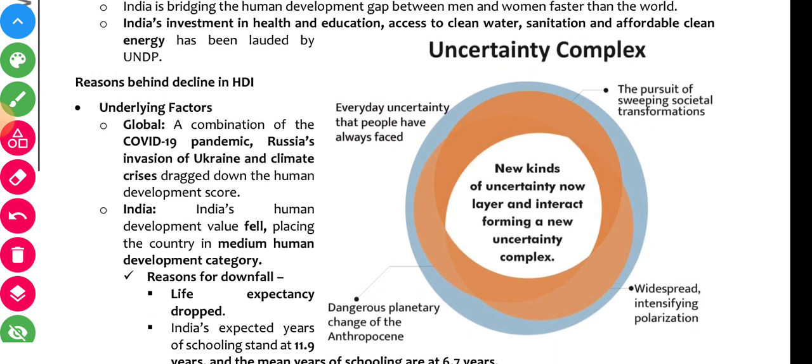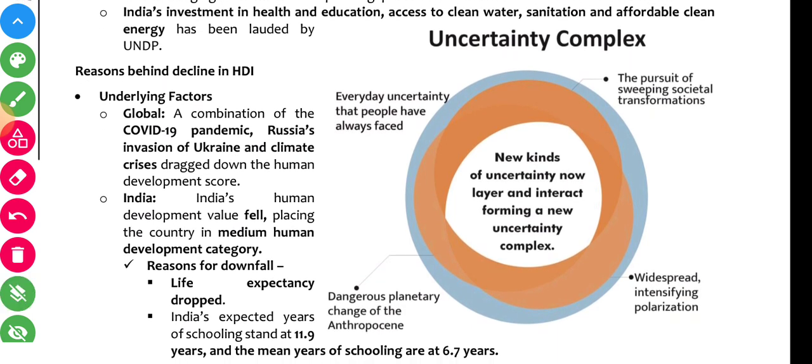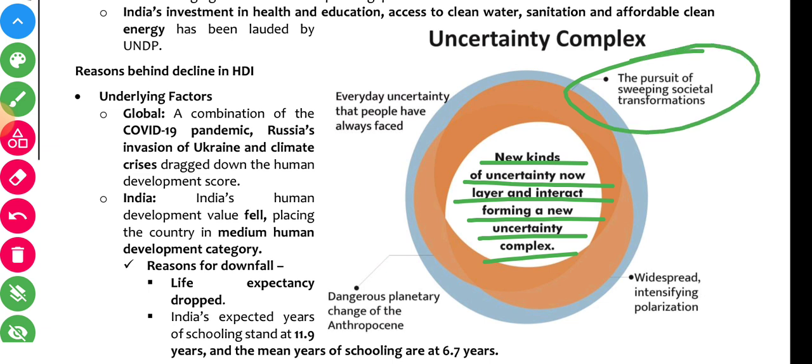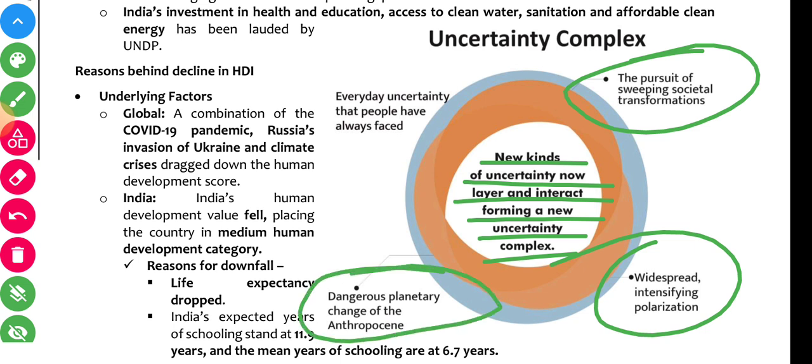Uncertainty complex. The uncertainty complex refers to new kinds of uncertainty, new layers that interact, forming a new uncertainty complex: the pursuit of sweeping societal transformations, widespread intensifying polarization, the dangerous planetary change of the Anthropocene, and the everyday uncertainty that people have always faced.